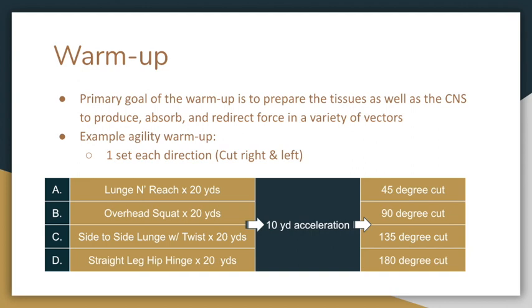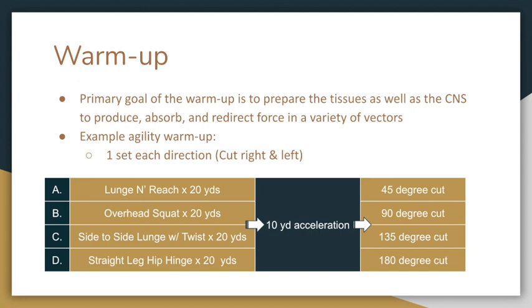So if you take a look at our example agility warm-up here, you can see that we'll start with about 20 yards of a dynamic warm-up movement assessment movement. And then right after that 20 yards, the athlete will go straight into a 10-yard burst of acceleration, from which they will get to a cone and then go into a one-step cut. Now, the one-step cut will progress from exercise to exercise from a 45-degree cut to then 90 degrees, then 135 degrees, and finally 180 degrees.